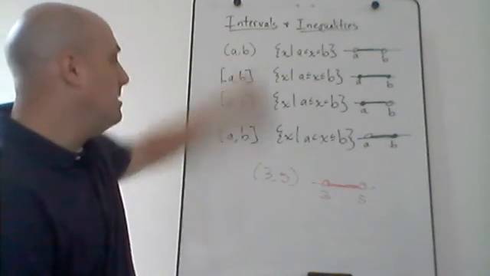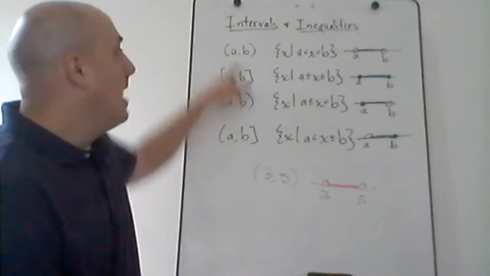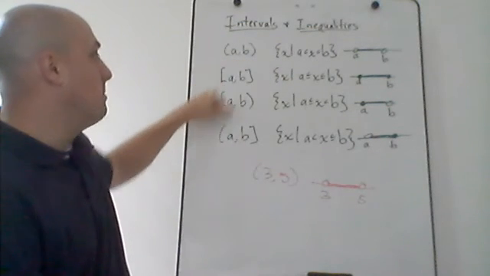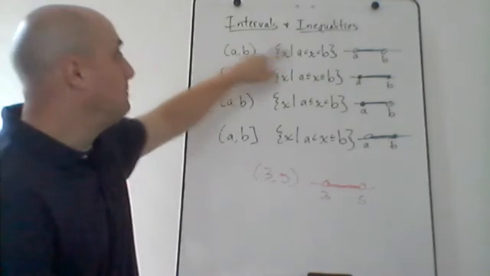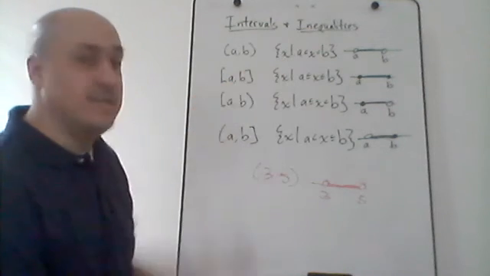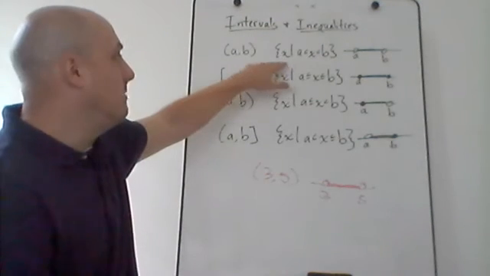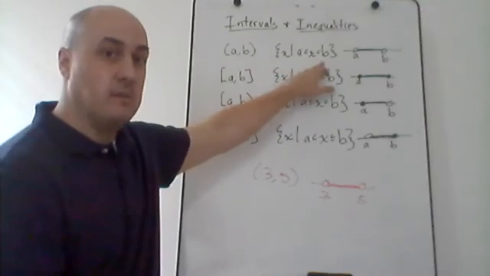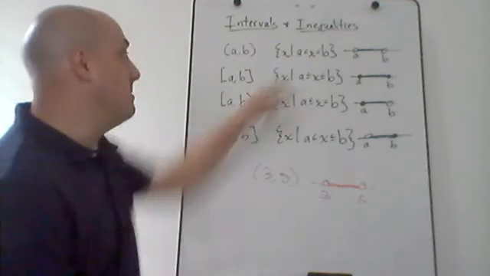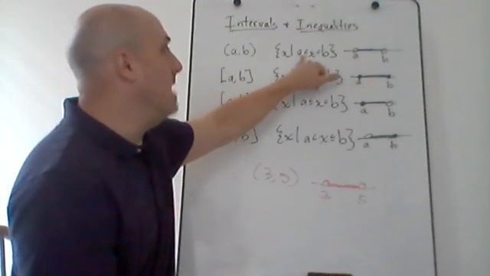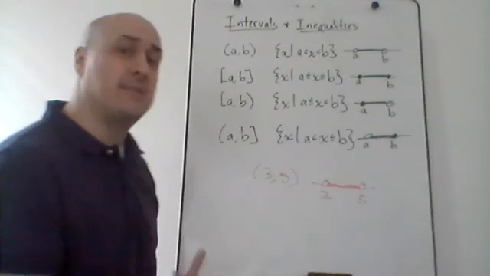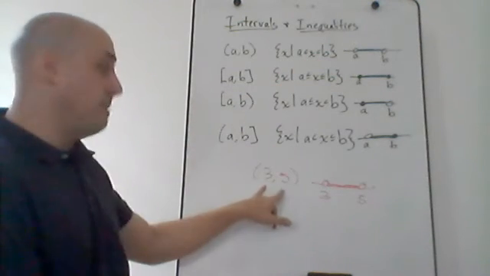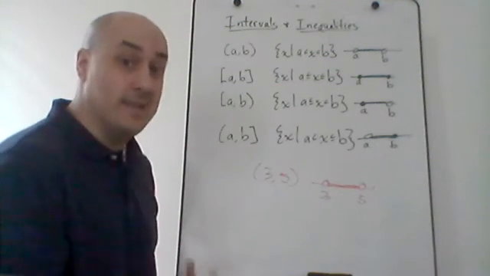So the A and the B, those usually represent numbers. This is what we call the interval notation. The interval notation is the one that has the parentheses and the brackets. The one in the middle here is what we call the set builder notation. It's the set of all x such that A is less than x is less than B. So x can be any number in between A and B, but notice it's A less than x less than B, not less than or equal to. So that's telling us that those endpoints, the A and B, or the 3 and 5 in this case, are not included in that interval.